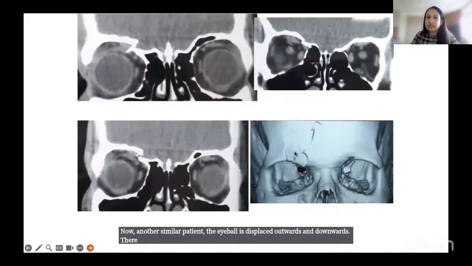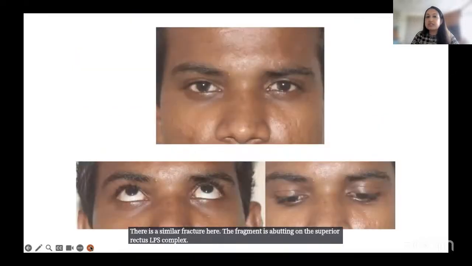Now, another similar patient, the eyeball is displaced outwards and downwards. There is a similar fracture here. The fragment is abutting on the superior rectus LPS complex, and this was after the surgery.